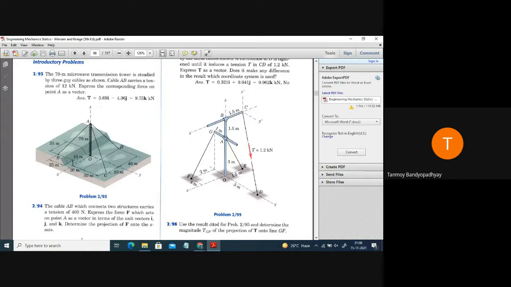But just based on this problem, you do it. So let us take the origin where it is given. Okay?